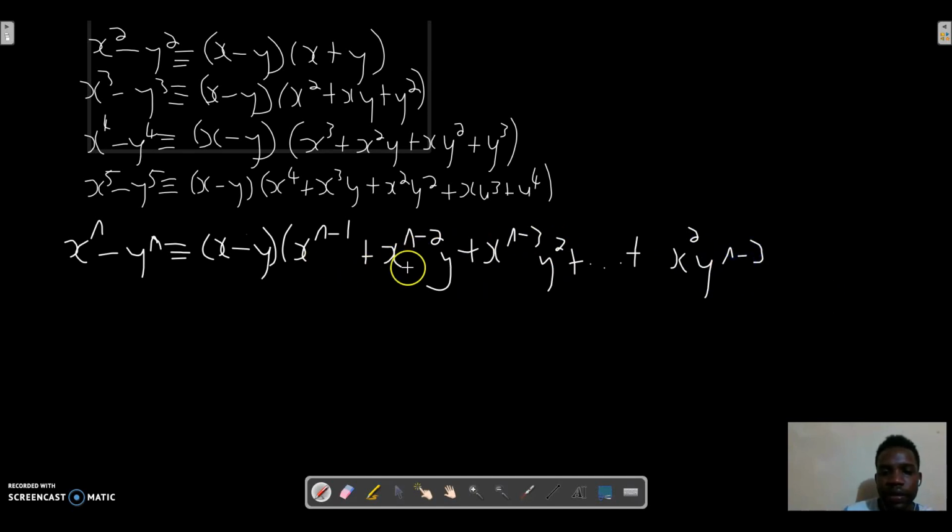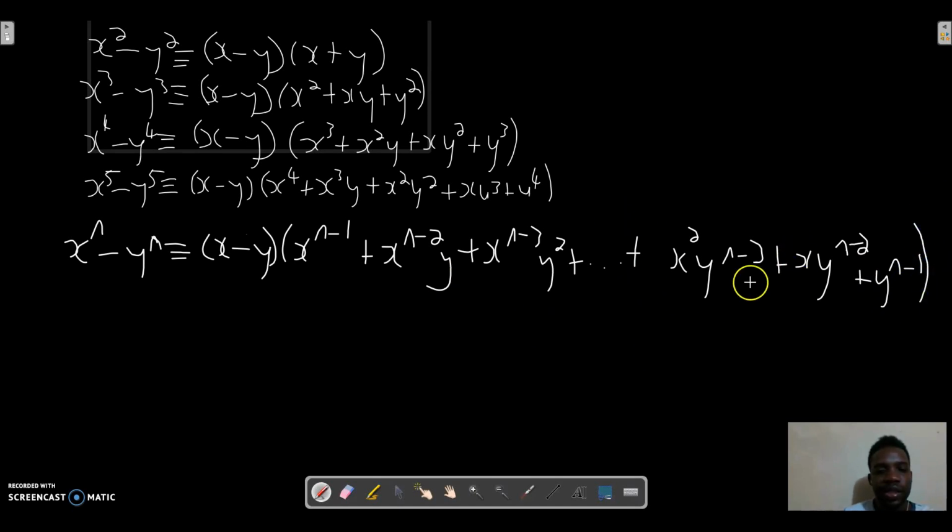The second to last term would become, so x counts down, y counts up, so you're going to have xy to the n minus 2. And then my final term will just be y to the n minus 1. And that's the last term. So this is me generalizing this. Good? Now the question is, what about the sum of cubes?